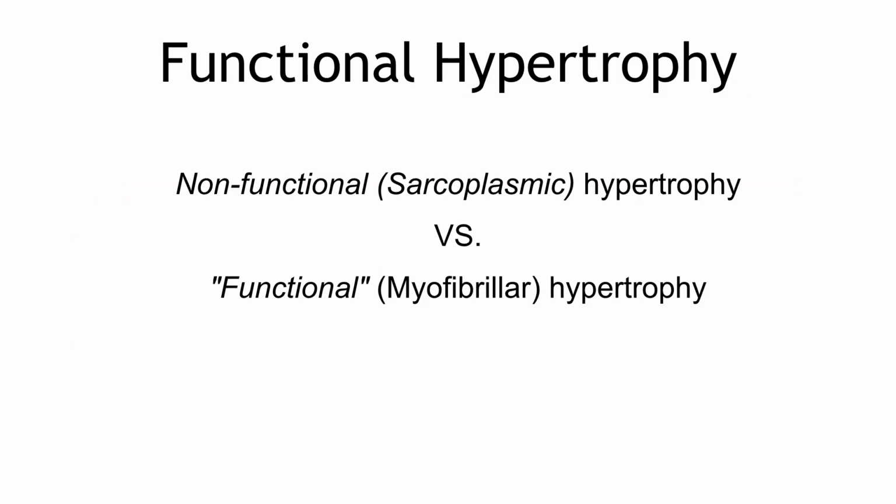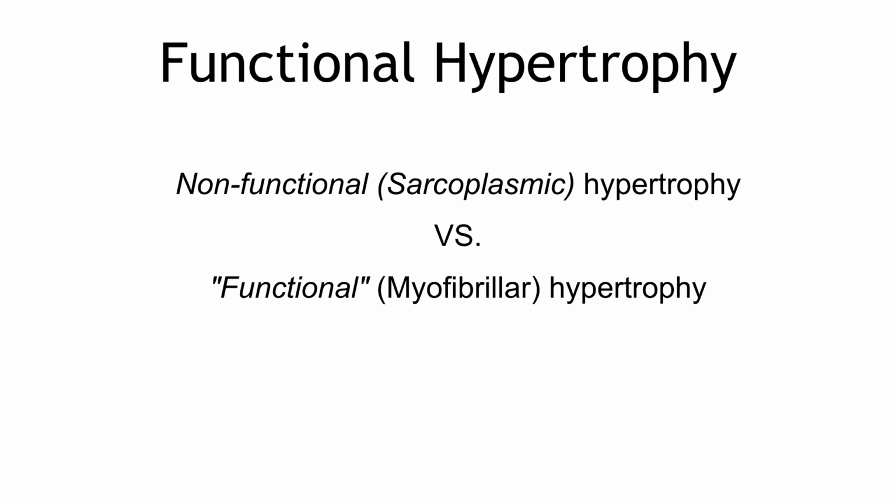Sarcoplasmic hypertrophy, sometimes called non-functional hypertrophy, refers to gains in muscle size that are not associated with an improved force production. Whereas myofibrillar hypertrophy, often called functional hypertrophy, refers to gains in muscle size with the improvement of maximal force production. Many people often refer to sarcoplasmic hypertrophy as impractical and label it as all show, no go. Now, we've just learned that neither is mutually exclusive, so where does the increase in strength come from?